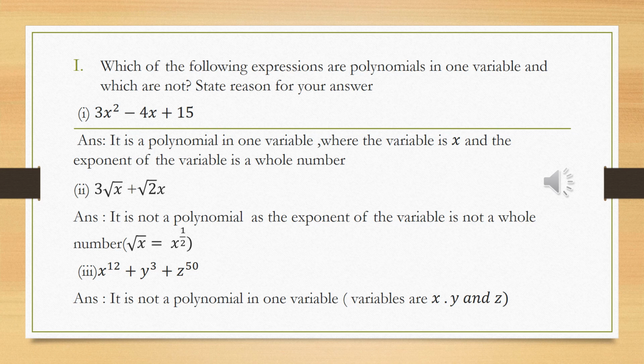In question number 3, x raised to 12 plus y raised to 3 plus z raised to 50. It's a polynomial, but we can see there are 3 variables. Our question is to find polynomials in one variable. Therefore, we can say x raised to 12 plus y raised to 3 plus z raised to 50 is not a polynomial in one variable.